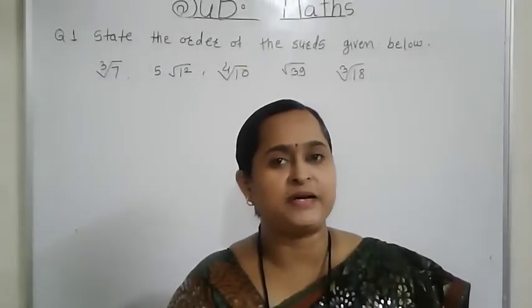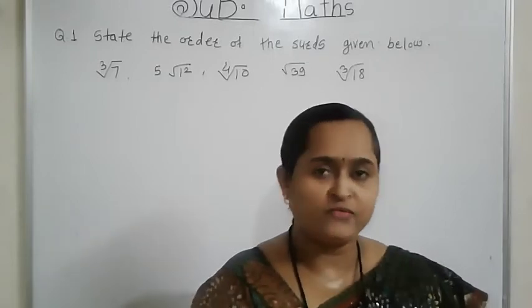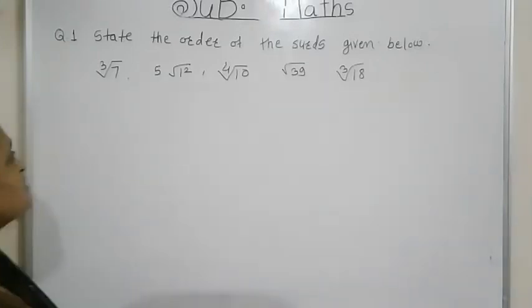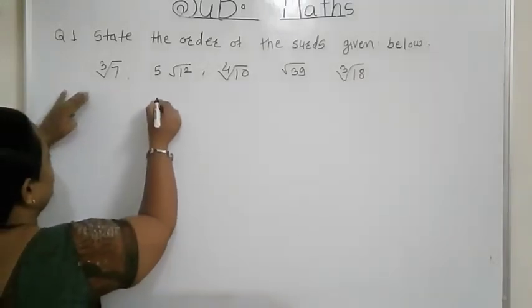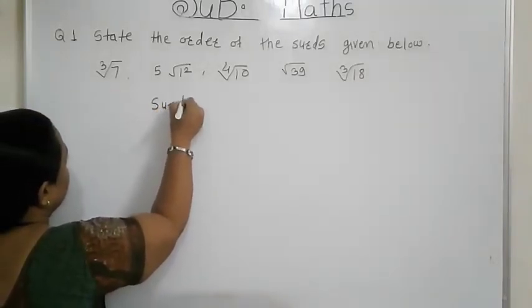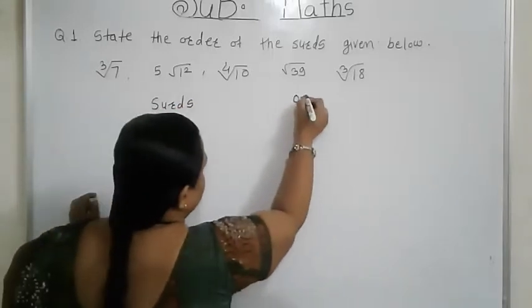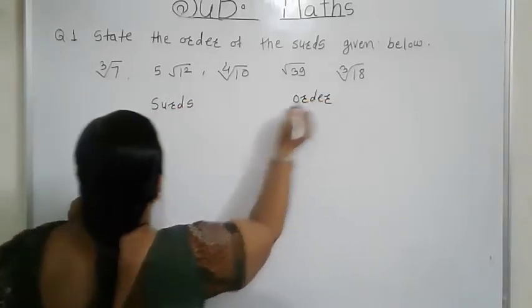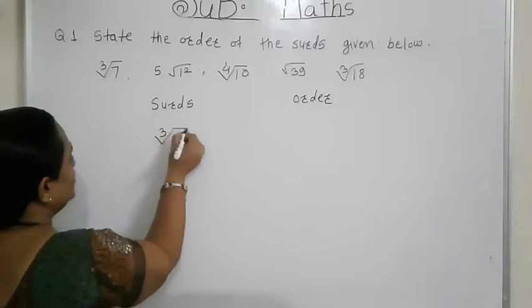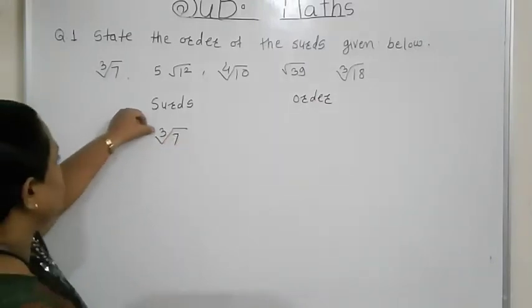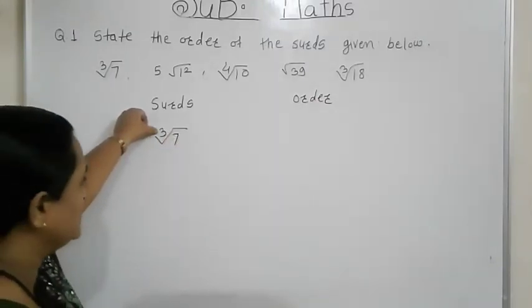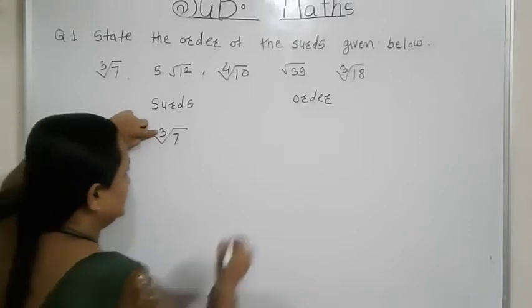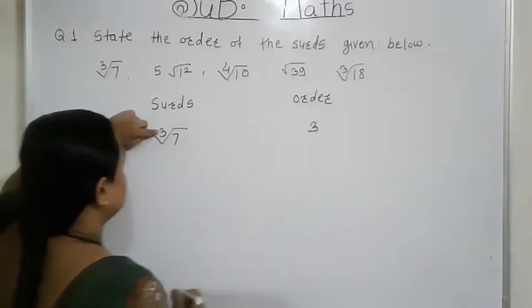Now let's start practice set 2.3, question number 1. Now see question number 1: state the order of the surds given below. For this we can make a table. Here we can write the surds, and on this side we can write the order. First is cube root 7. Here this is n, the order of the surd, and which number is here? 3. Therefore the order of the surd is 3.